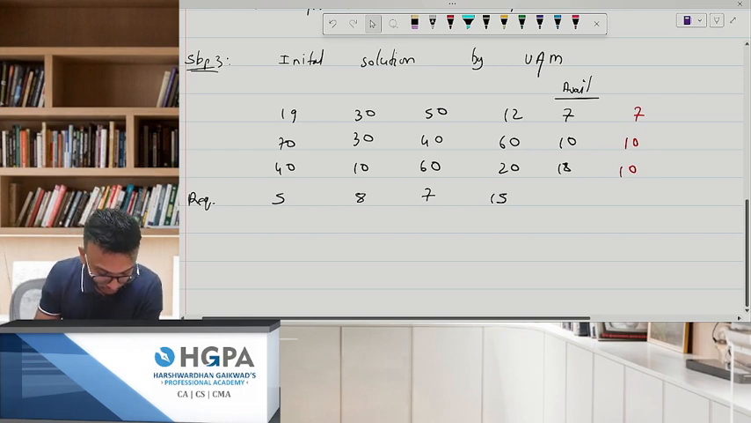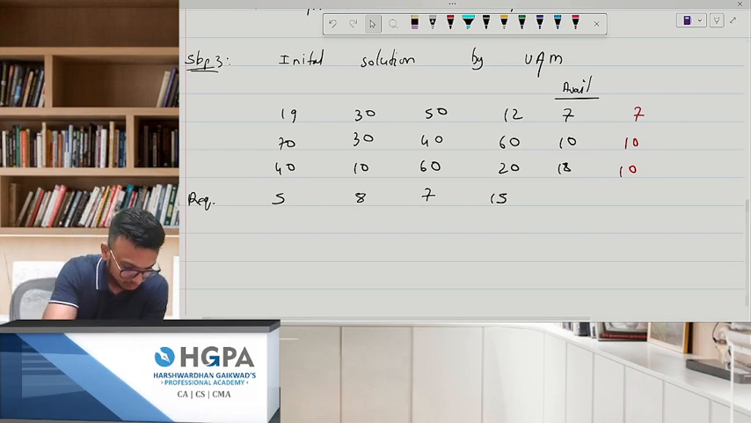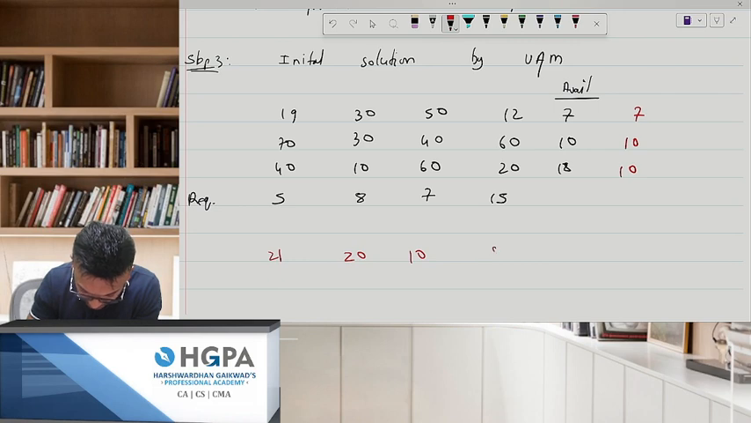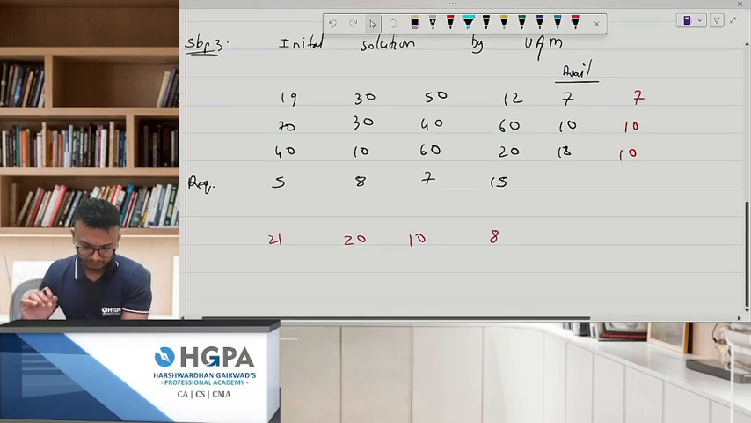Please do it. 40 minus 19, how much? 21. Next, 10 and 30. This will be how much? 20. 40 and 50, 10. And this will be 20 and 12. This will be how much? 8. I've done this: 7, 10, 10, 21, 20, 10 and 8.